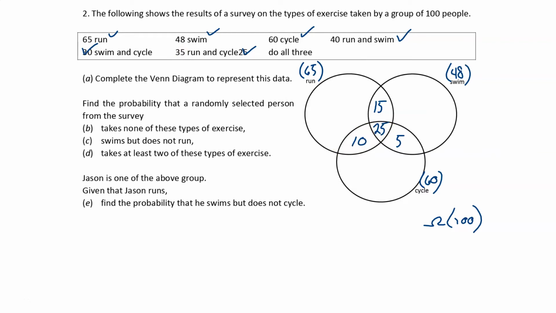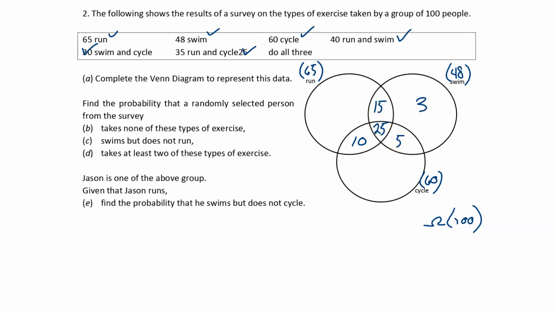Once we've got those spaces filled in, we can go ahead and start to figure out what the remaining balance is. Let's start off with swimming. It says we've got 48 people who swim in total. Right now, we've got 5 and 25 and 15, so that gives us a total of 45. So there are only 3 more that are in just the swimming category.